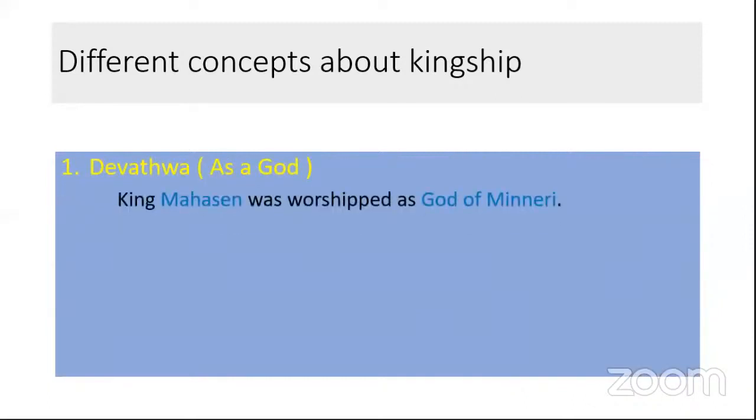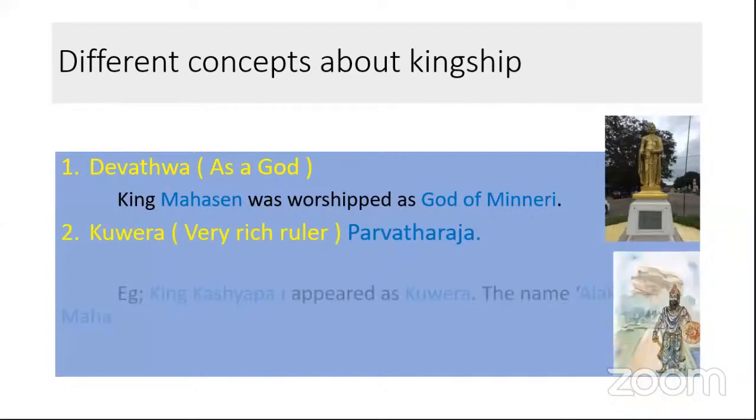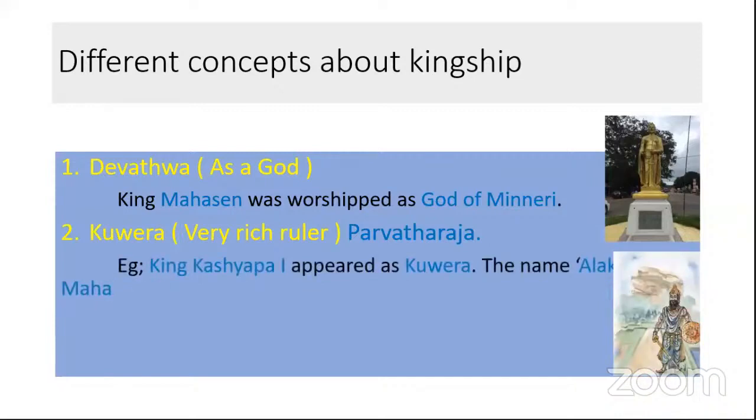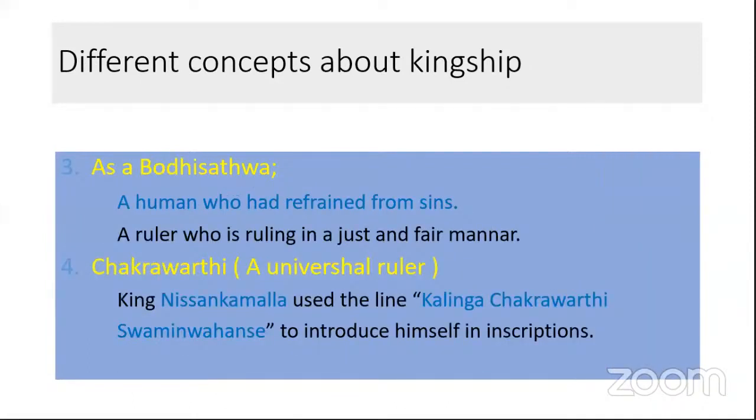Second concept is Devatva. King Mahasen was worshipped as god of Minneriya. And Kuber was the third concept, a very rich ruler. Even Parvataraja we call. King Kashyapa of Sigiriya referred to himself as Parvataraja or Kuber. Alakamandadipati Maharaja, he was using this name in inscriptions. And Bodhisattva, a human who had refrained from sins. Chakravarti, a universal ruler. Nisankamalla was the king who used that concept. Chakravarti, a universal king.